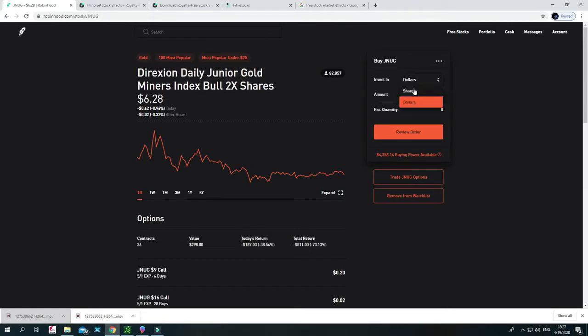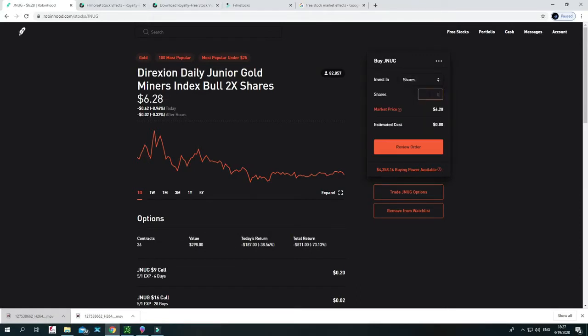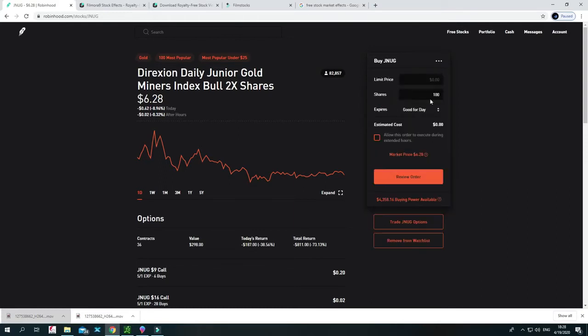So we're going to do shares. I want 100 shares, which will cost you, at market price, $6.28. Market price is whatever the market is trading at. This price right here will fluctuate when you hit send order. You can change that to a limit order by clicking the three dots in the right-hand corner and clicking limit.